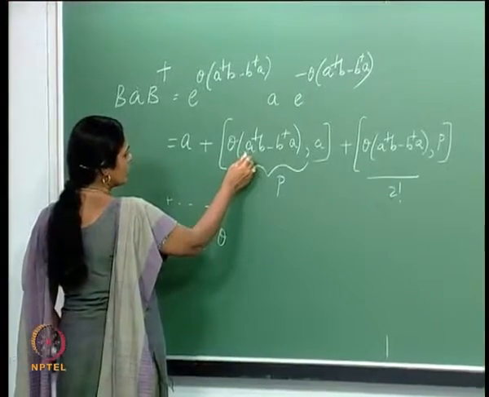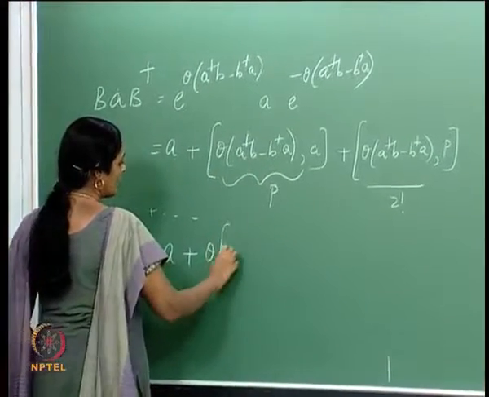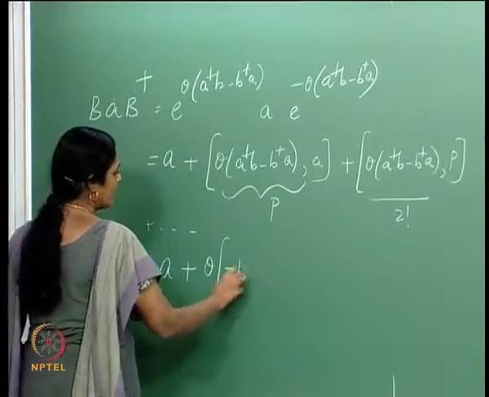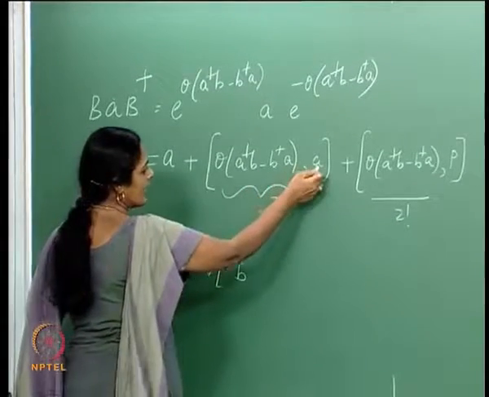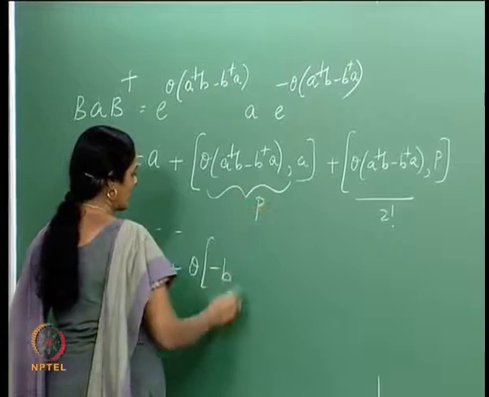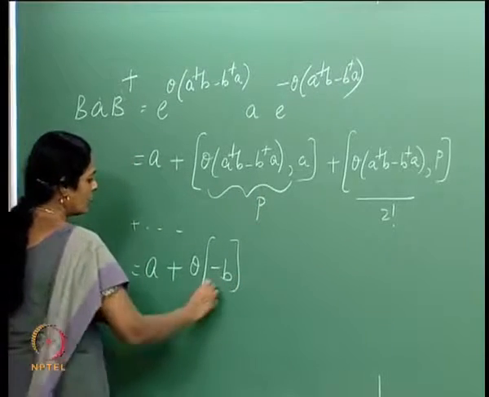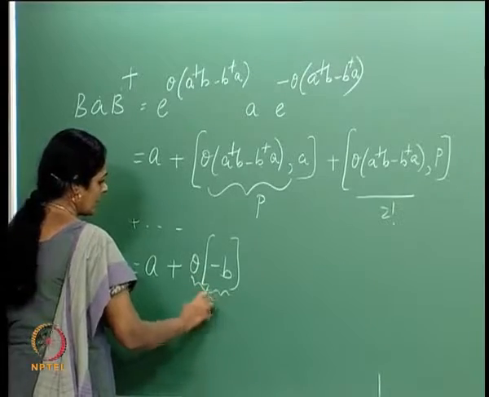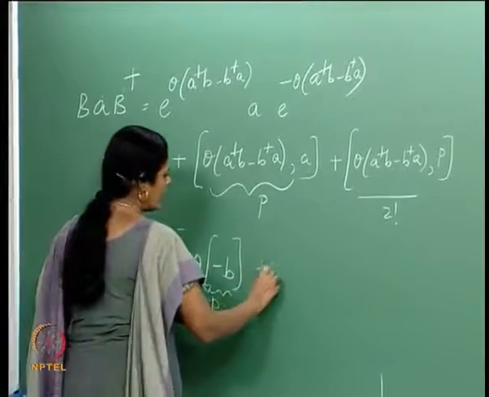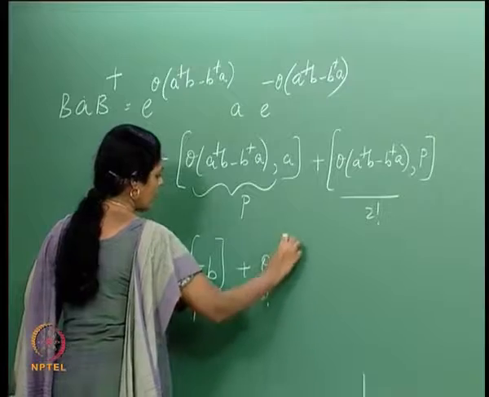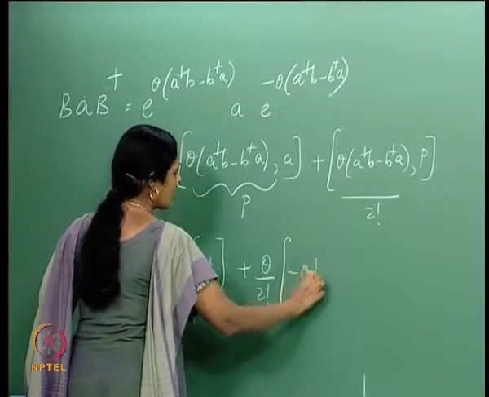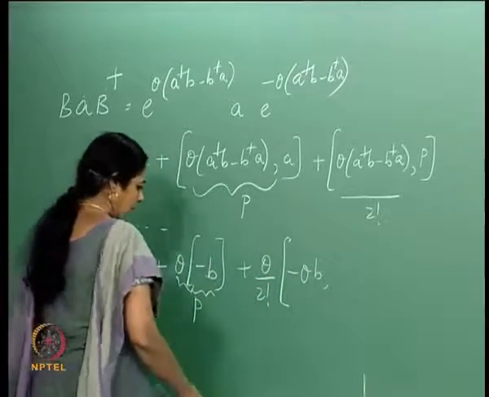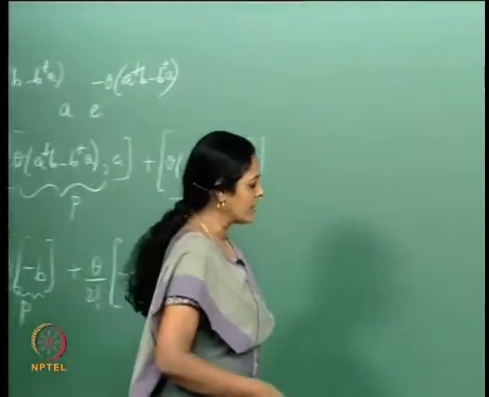So, let us first write this down as A plus theta. The first term is the commutator of A dagger B with A, which gives me minus B. The second term vanishes because A commutes with itself. So, this is P. This whole object is P. So, I need to find plus theta by 2 factorial, minus theta B, with A dagger B minus B dagger A.